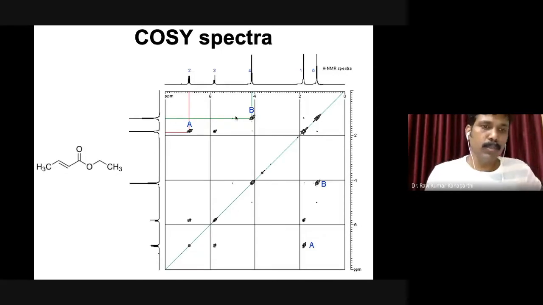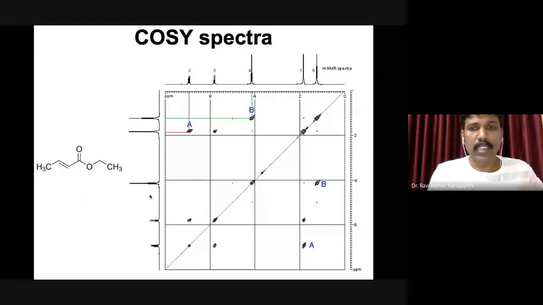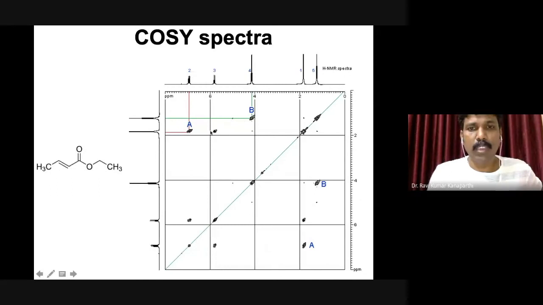This is a 2-butenoate, ethyl butenoate, and here also you can follow a similar manner in discussing all these things. You have A and B, and there is another P. So all these peaks can be explained.